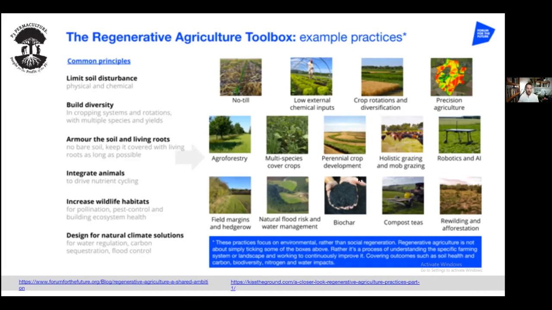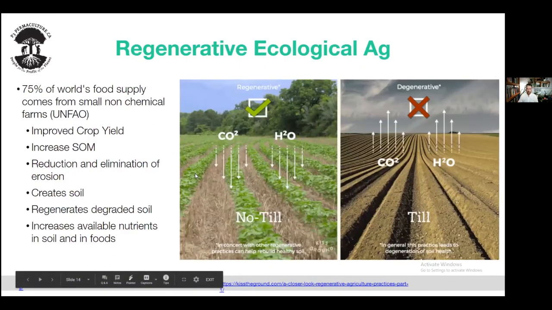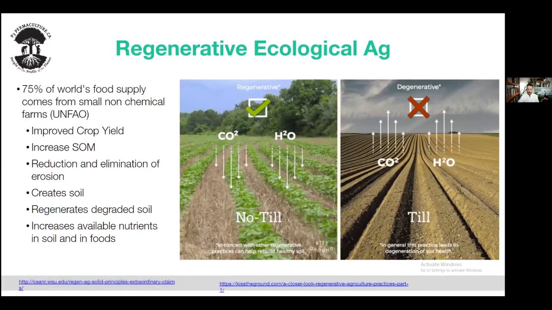Whereas in conventional agriculture, we want to keep every other living organism out of the farm except for the corn and the soy. And then we have designing for natural climate solutions. So we're not going to get into each and every one of these techniques, but we are going to look at what exactly regenerative agriculture is and what it looks like.